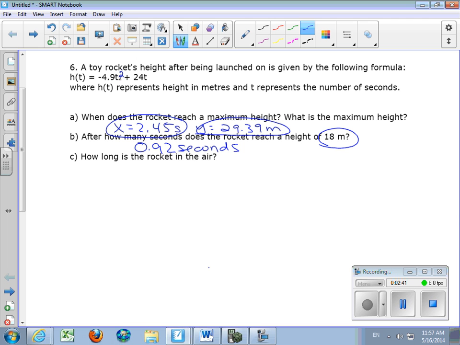Then the last question says, how long is the rocket in the air? Well, what our graph looks like is it goes up and then it comes down. So the rocket goes up in the air and it comes down and it hits the ground here. So this length of time right here is how long the rocket has been in the air. So we need to find this x-intercept, which on the calculator is a 0, is what we want to calculate.